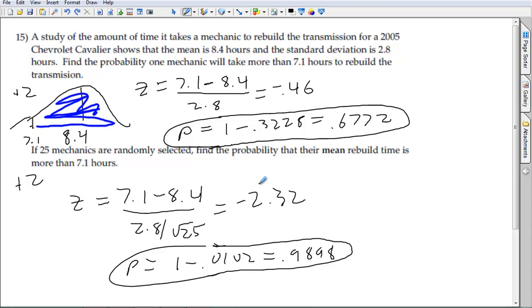And then the last one is divide by the square root of 25, because you're looking for a group mean of mechanics, and that's a much farther away z-score. If you look up negative 2.32 in your z-table, you get 0.0102. Again, we're looking for the area to the right, just like up in here. So that's how we get 0.9898.